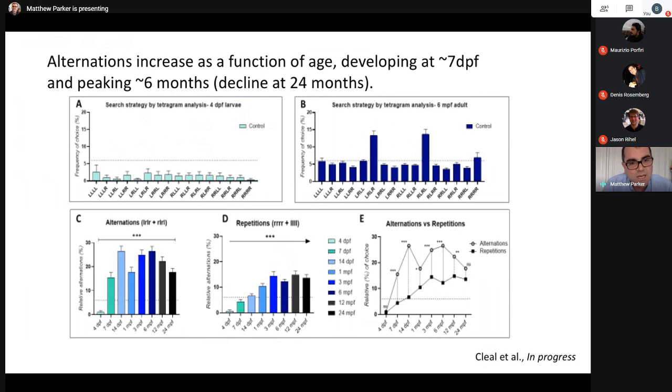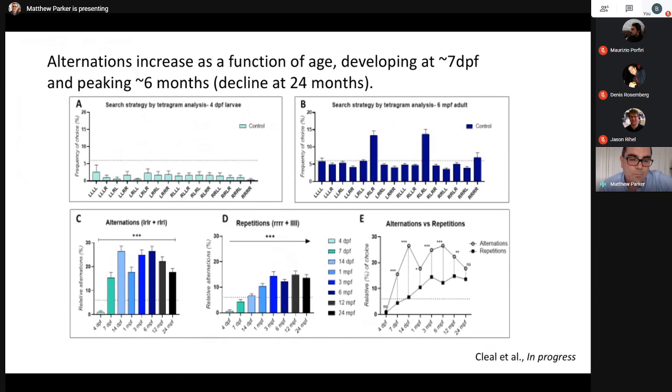For the 7 days and the 14 days, we saw a big spike from 7 to 14 days. We're not sure what this is. It may be related to some kind of search strategy relating to the age, whether perhaps they're at a particular part of the ontogeny where they're susceptible to predation or something when they're leaving the relative safety of the base of the river or something. But for some reason, we saw a very, very high number of alternations within our 14-day group.